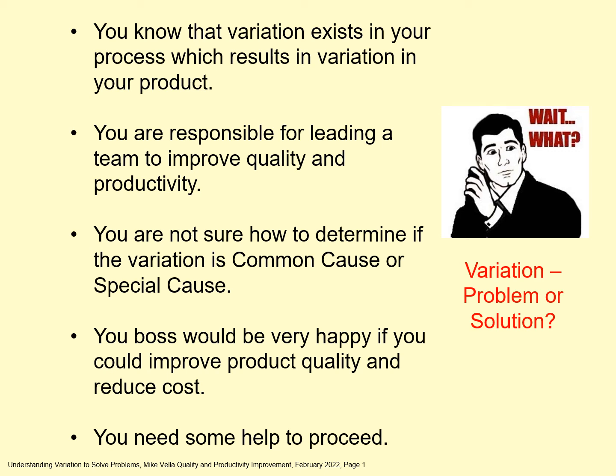Well, if you work in manufacturing in either a quality or operations role, perhaps you've been in a position where you know that variation exists in your processes, and that results in variation in your product. You know that you are responsible for leading a team to improve quality and productivity. You're not really sure how to determine if the variation that you see in your process and ultimately in your product is called common cause or special cause variation.